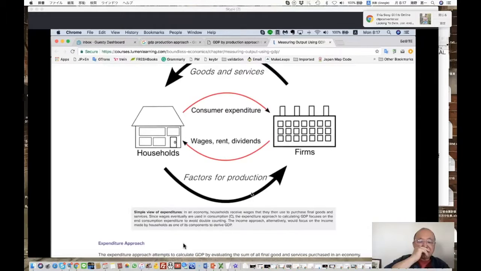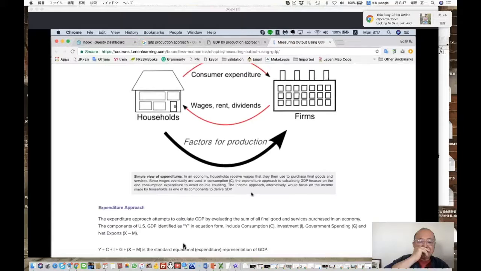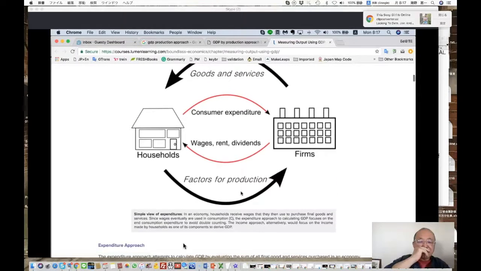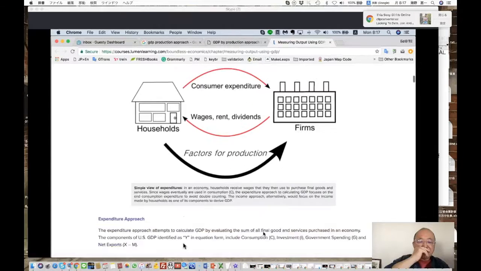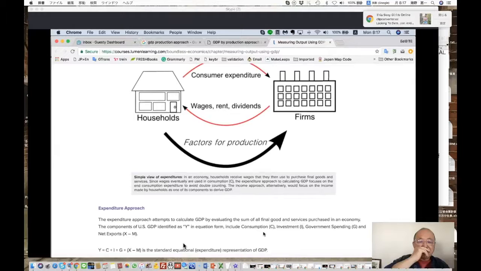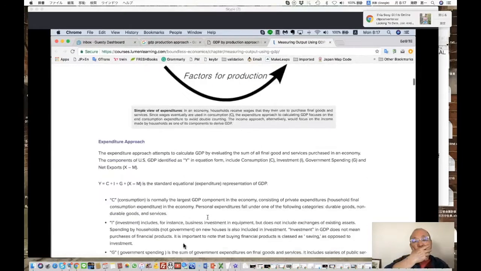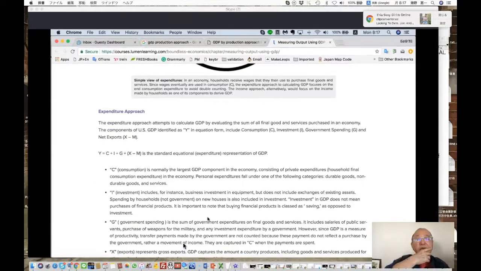Now it becomes more complicated if we include foreign countries. How are we going to calculate all this? Goods and services are physical things that you can touch. Factors of production, it's manpower, that's also things that you can touch. So how are we going to measure this? That's by the expenditure approach. We do the sum of consumption, investment, government spending, and net export, which is export minus import.